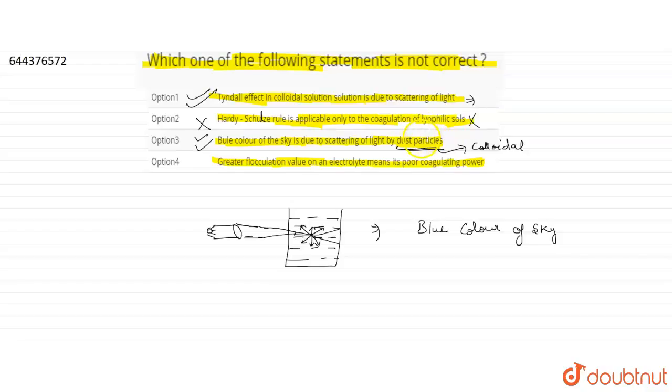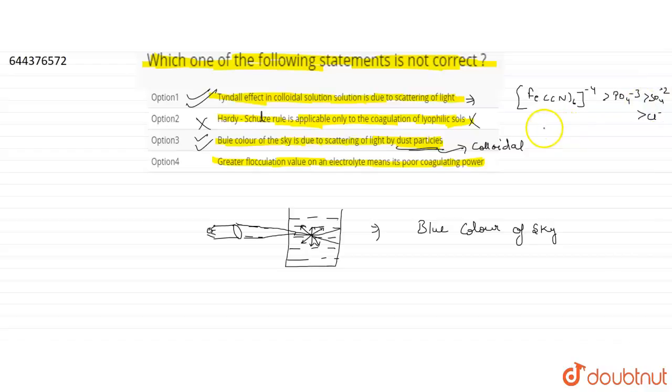And what is the Hardy-Schulz rule? According to this rule, the greater the valency of the coagulating ion, the greater its power to cause precipitation, or we can say the greater will be the coagulating power. This is the basic Hardy-Schulz rule. That means for higher valency, like we have Fe(CN)6 4-, we have PO4 3-, we have SO4 2-, and also we have Cl-.